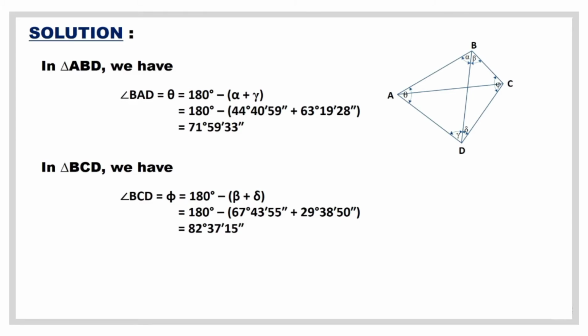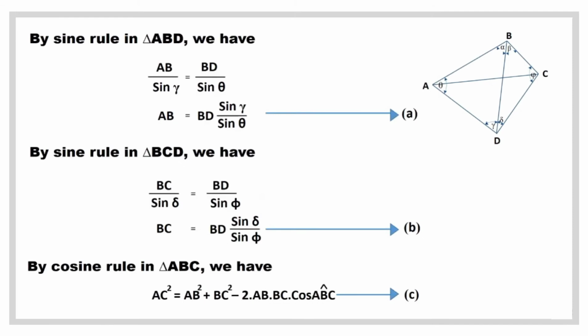Similarly, in BCD triangle, we have phi equals 180 degrees minus (beta plus theta). Beta and theta values are given. So we have 82 degrees, 37 minutes, and 15 seconds. Now, let's apply the sine rule in ABD triangle. We have AB divided by sine gamma equals BD divided by sine theta. Then AB equals BD times sine gamma divided by sine theta. It's noted as equation A.